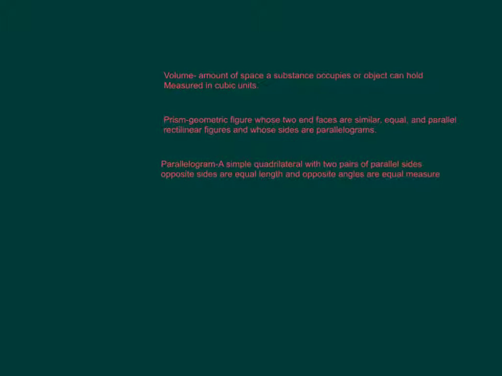A prism is a geometric figure whose two end faces are similar, equal, and parallel rectilinear figures and whose sides are parallelograms. A parallelogram, which you should already know, is a simple quadrilateral with two pairs of parallel sides. Opposite sides are equal length and opposite angles are equal measure.